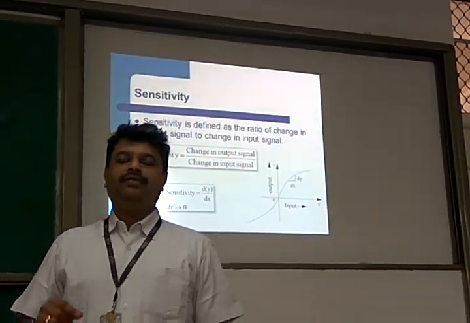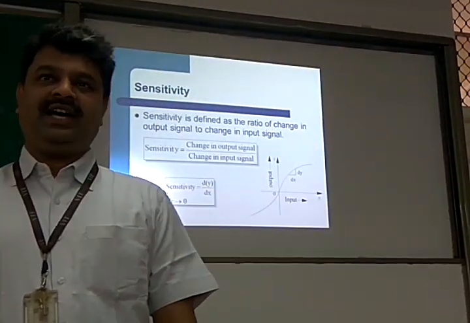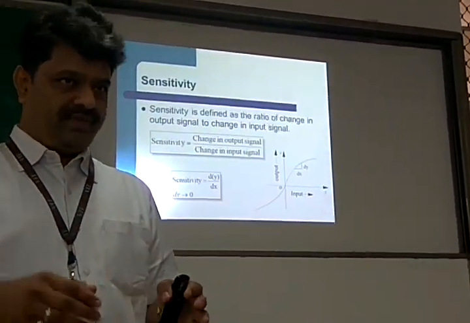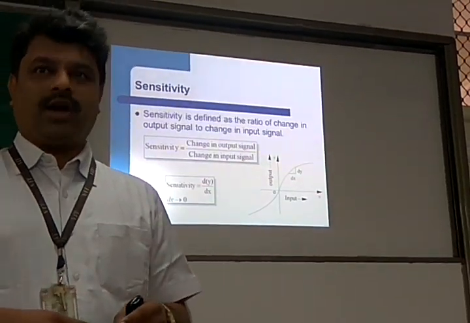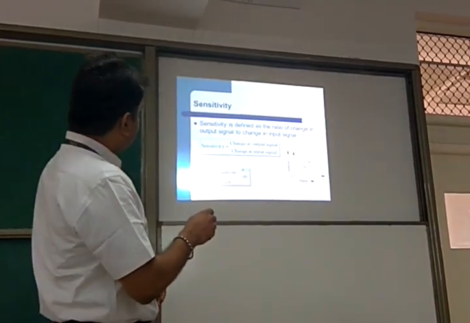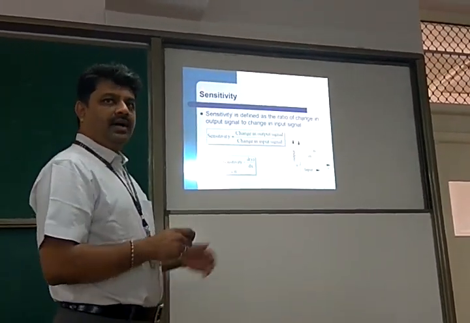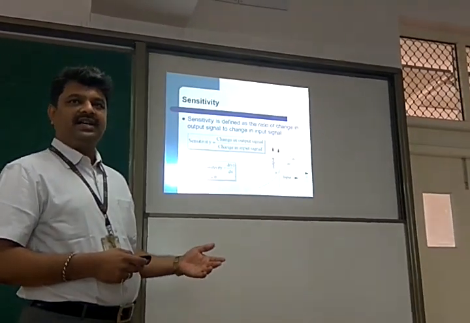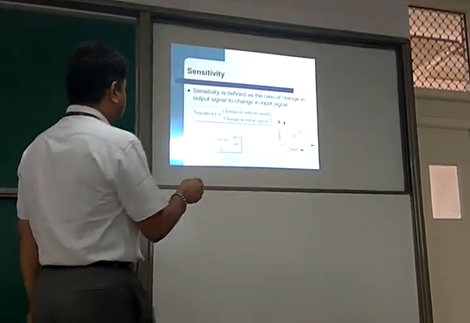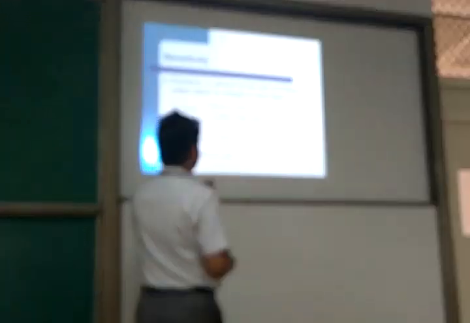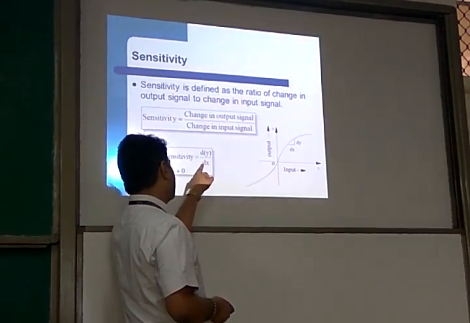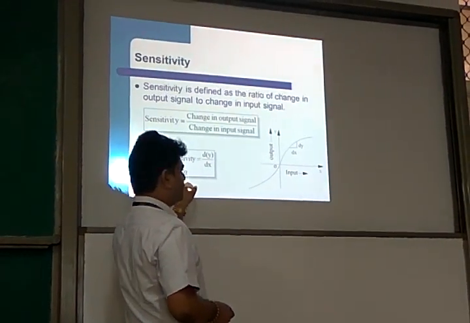So for non-linear instruments, what is meant by non-linear instruments? If the input and output relationship within the instrument is not a straight line but a curve, then this definition will not hold good because the slope is not a single value. It keeps on changing at every point. So the perfect definition will be this: differential change in output divided by differential change in input, dy by dx, as delta x tends to 0.